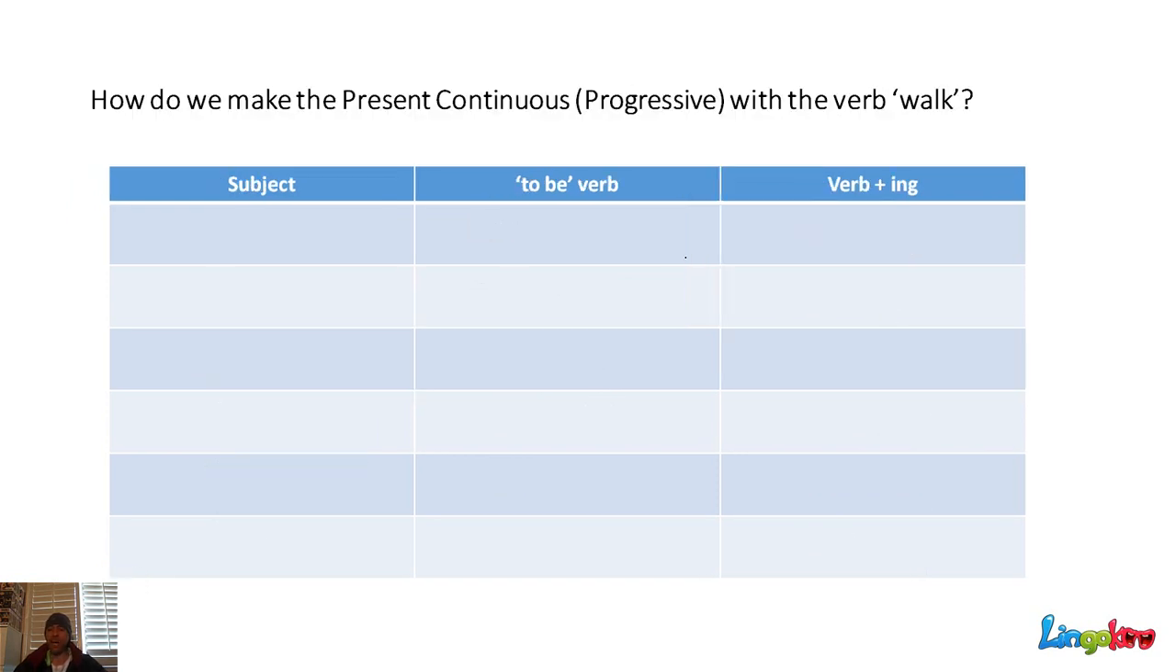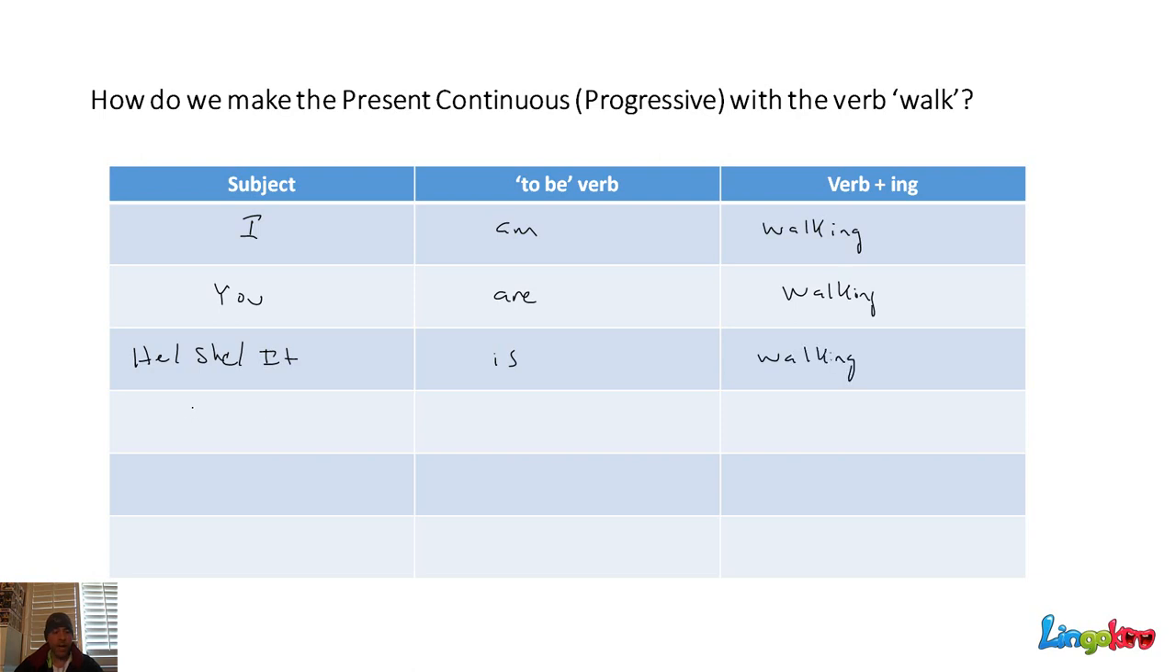So the example, how about if we have the verb walk? How do I make the present continuous or present progressive for the verb walk? Well, we said we need the subject, I am, and then it's going to be walk plus ing. So I am walking. Then it's going to be you and the to be verb are, and then verb ing, again, walking. So I am walking, you are walking, he, she, it is walking.